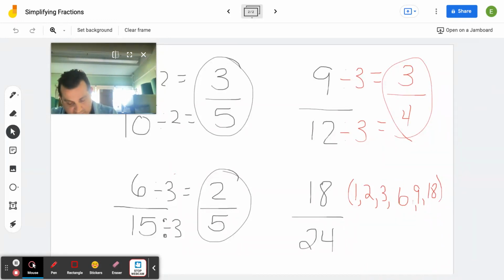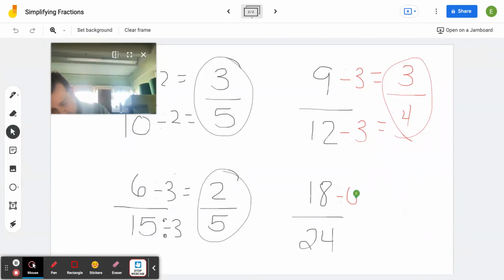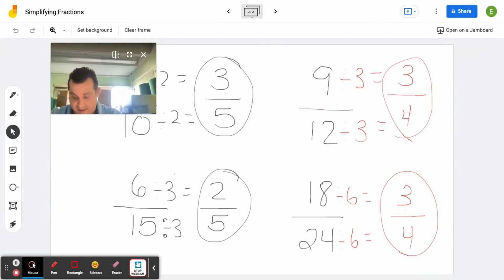Now I look. Can 18 go into both? Well, 18 can't go into 24. Can 9 go into both? Well, 9 can't go into 24, but 6 can. So, can 6 go into 18? It can. So, 18 divided by 6 equals 3. And 24 divided by 6 equals 4. 3/4 again. I just made that up.